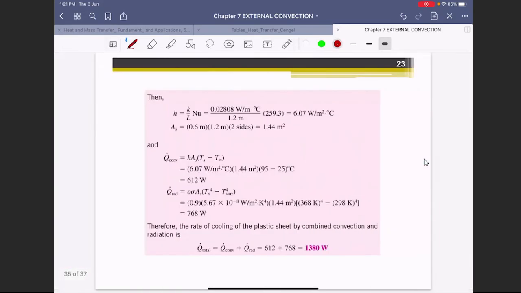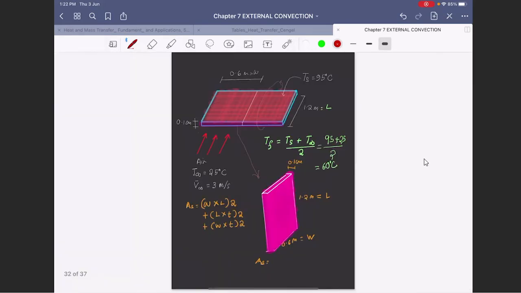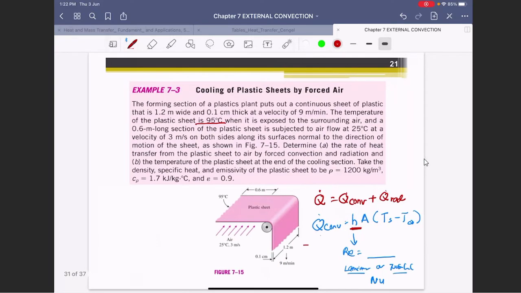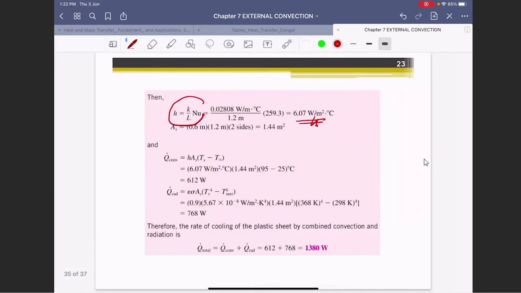Not yet. Okay, this is the H value. You rearrange and you get your H value. The H value is the H of the outside air. This H. For the radiation, you will use this formula. The emissivity of the sheet is given, and this is your answer for the radiation. You add both up, and this is your total heat transfer rate from the sheet to the surroundings.